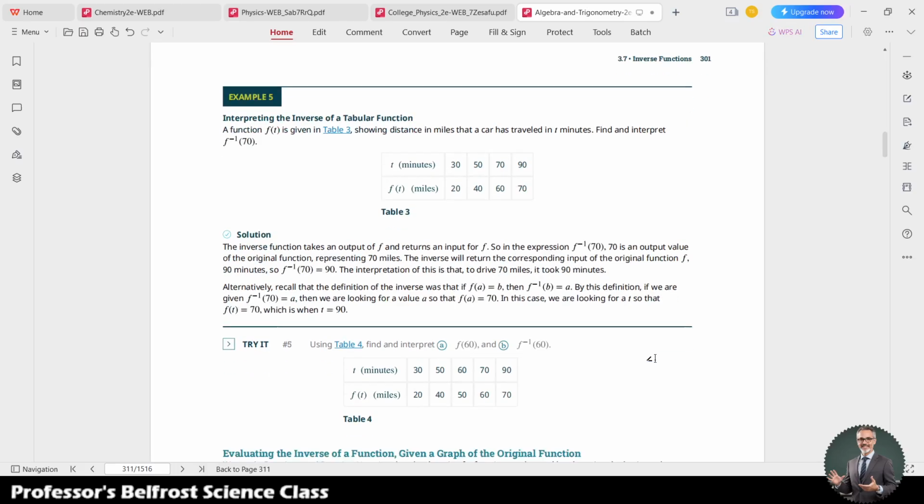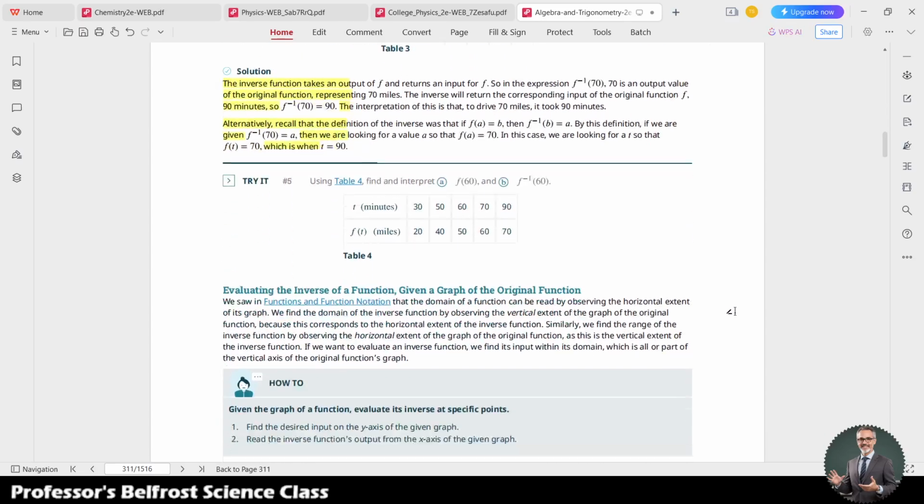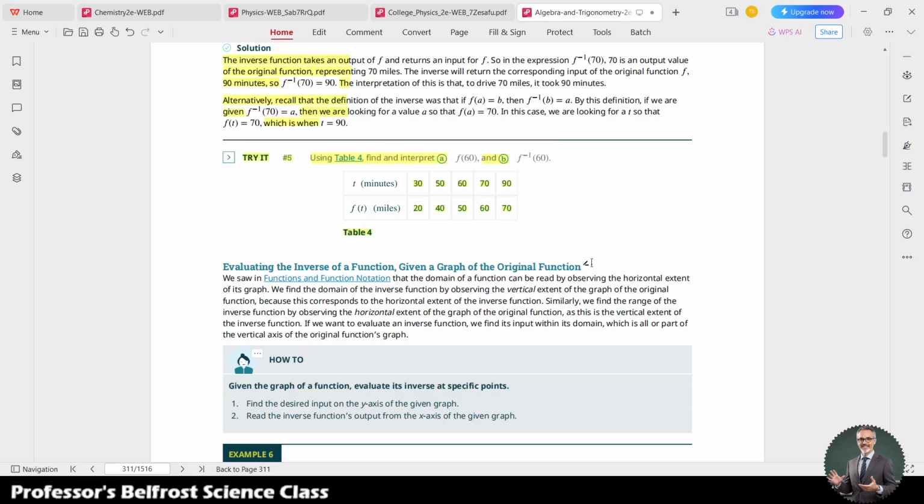Okay, so a function f(t) in table 3 shows the distance in miles a car has traveled in t minutes. Find and interpret f inverse of 70. f inverse of 70 means it is 90, 19. Easy, right? This is your assignment.